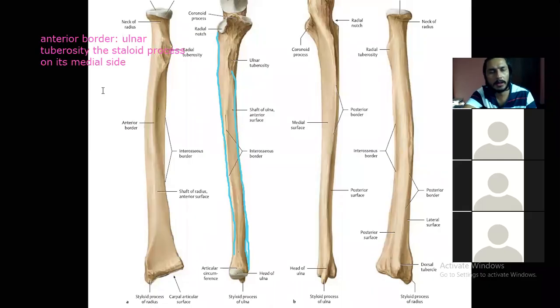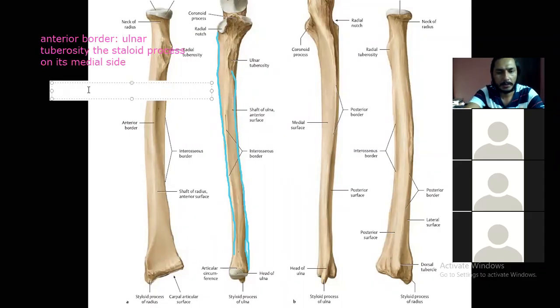The next border is the posterior border. It is a subcutaneous border, so you can feel this border by just touching here. While reading the olecranon process, it has a superior surface and a posterior surface. This posterior surface is triangular. From the apex of the triangular surface there is the beginning of the posterior border.